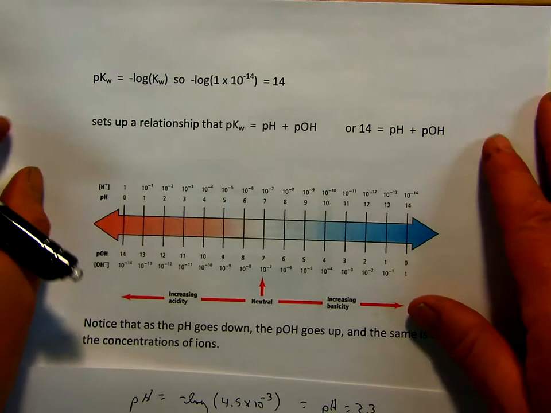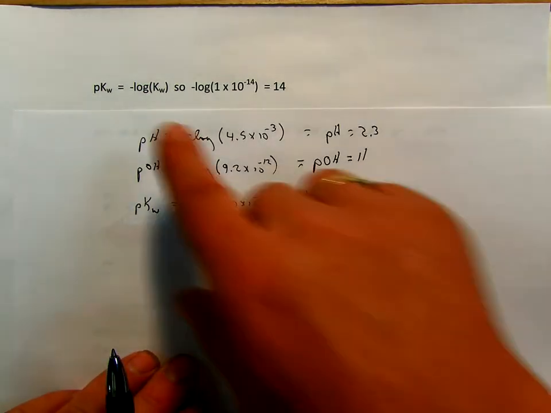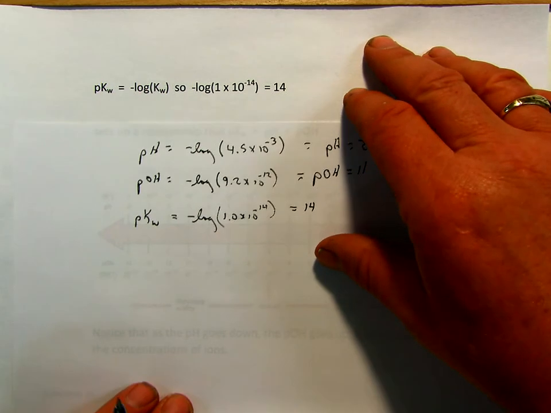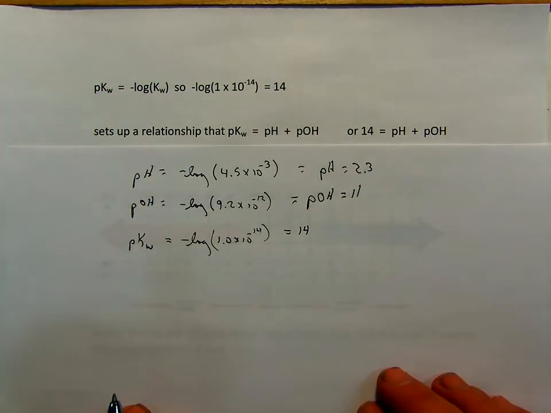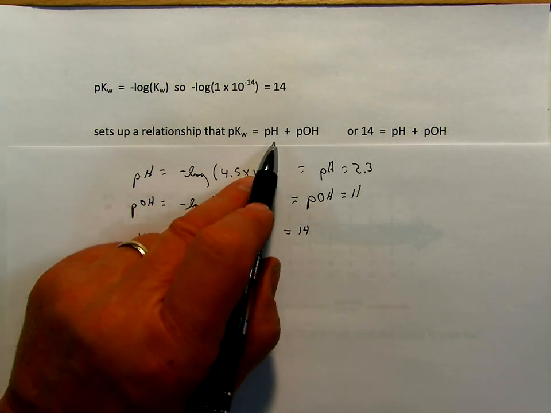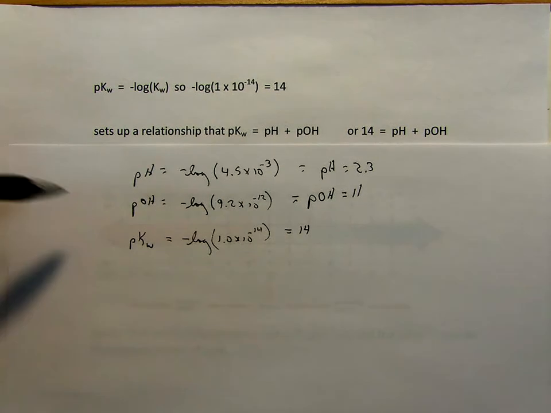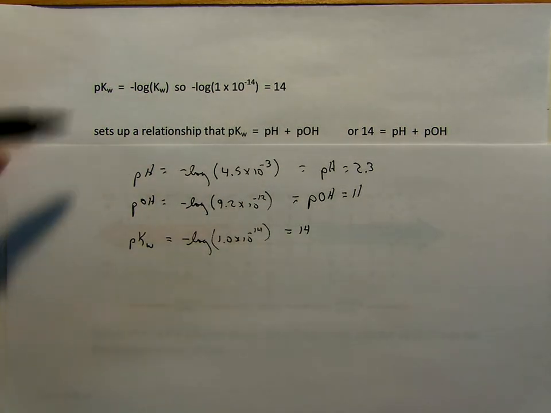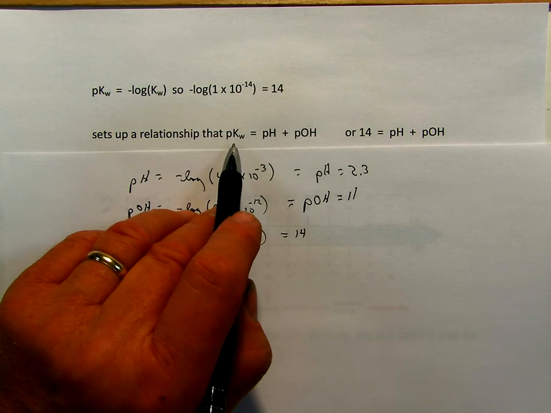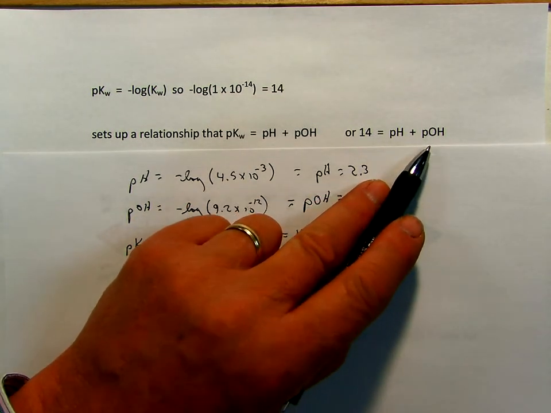Okay, now let's take a look at a pH chart that I've just given to you. You need to know that the pKW is equal to 14. It sets up an interesting relationship: the pKW is equal to the pH plus the pOH. Just like we divided the KW by the concentration of the ions, now we can just subtract away one of them to get the other value here. So 14 is equal to the summation of the pH plus the pOH.